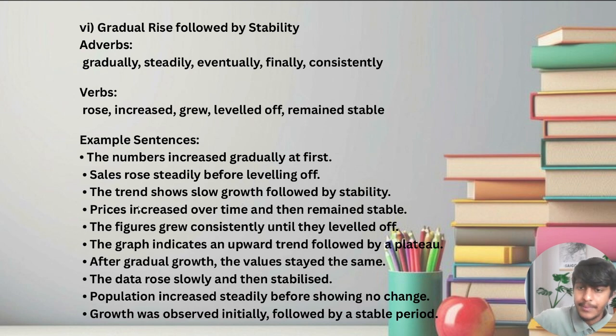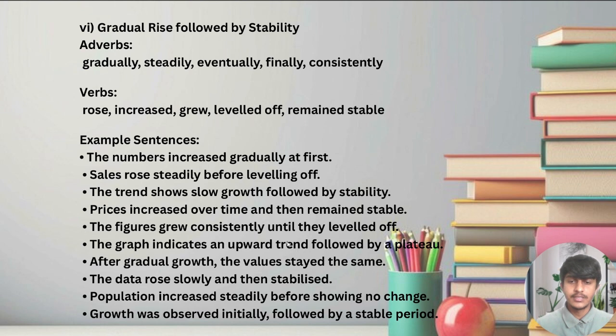And number 4 is the price increased over time and remained stable. This sentence summarizes the entire pattern. It shows the entire pattern. Price increased over time and remained stable. This sentence explains two phases clearly. Which one? The price increased over time, then remained stable. This part shows two phrases clearly explained. For this we can use price increased over time and then remained stable.